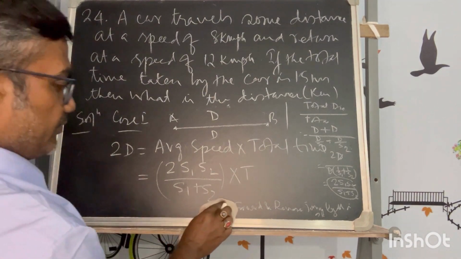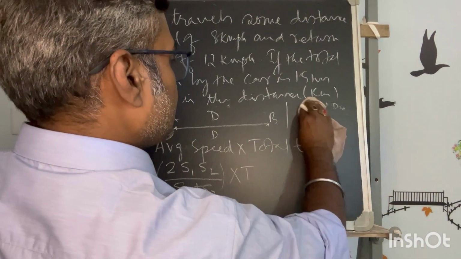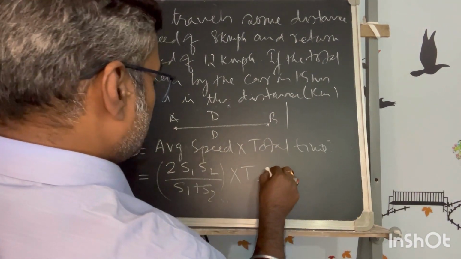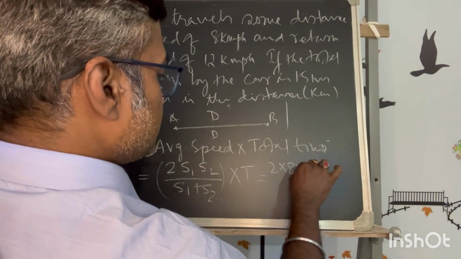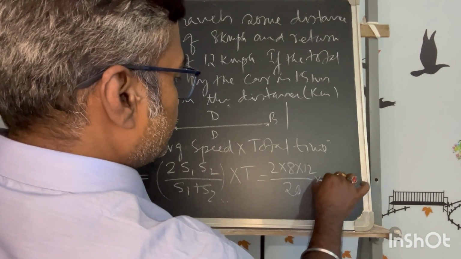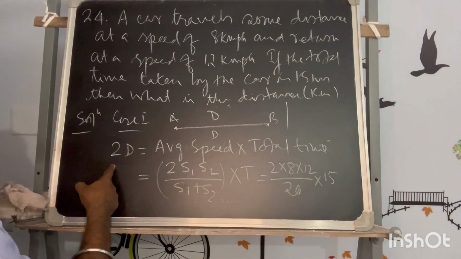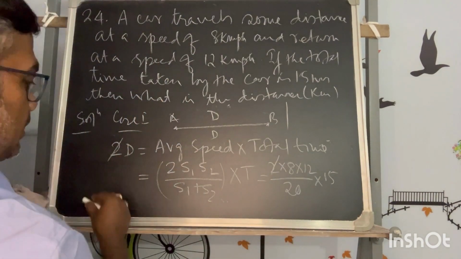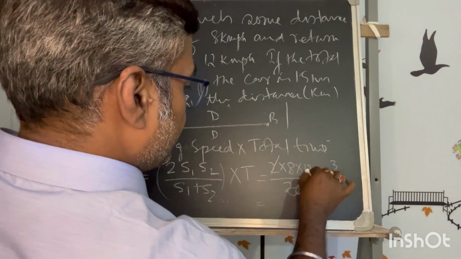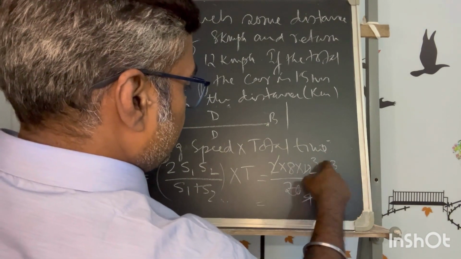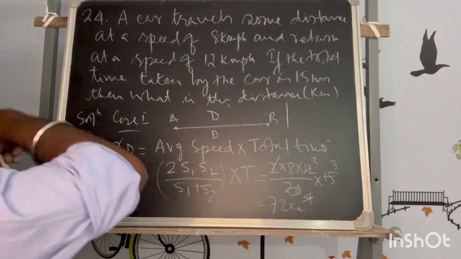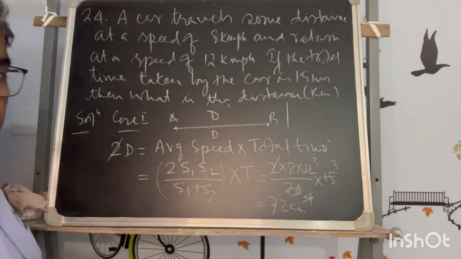Now if this is the case, then 2 into S1 is 8, S2 is 12, S1 plus S2 is 8 plus 12, which is 20, into 50. This will be the equation. This is equal to 2D. Now 2 cancels out. So ultimately D is equal to this. Now 5 3s are 15, 4s are 4, 3s are 3, 3 3s are 9, 9 8s are 72. See, the same result I am getting. D means the distance. So in one shot I can get the result.